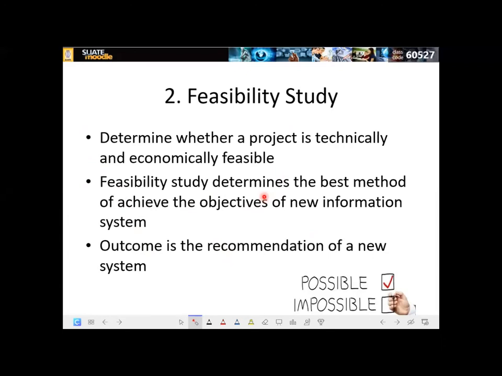It says feasibility study determines the best method of achieving the objectives of the new information system. Outcome is the recommendation of a new system, right? Then after completing this feasibility study, you can say whether it's possible or impossible. You can do the project or you have to, right, omit the project.